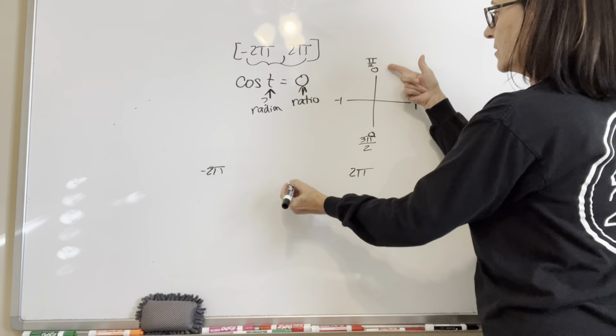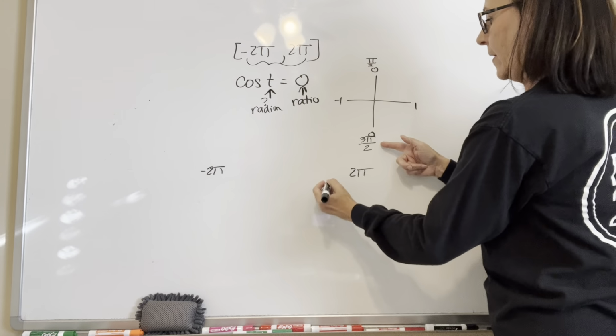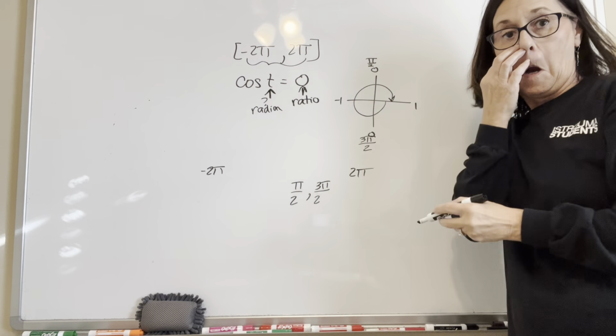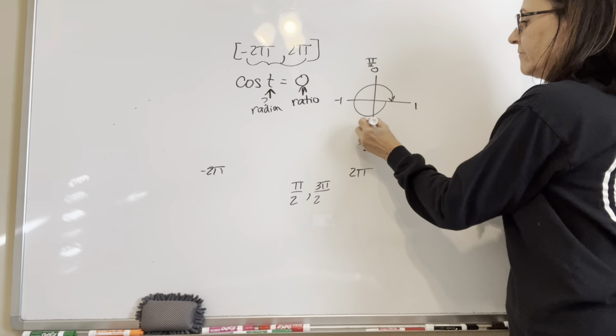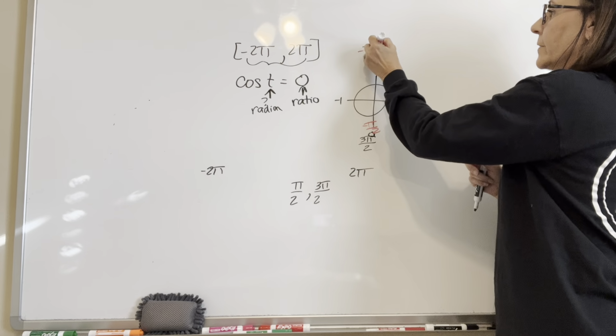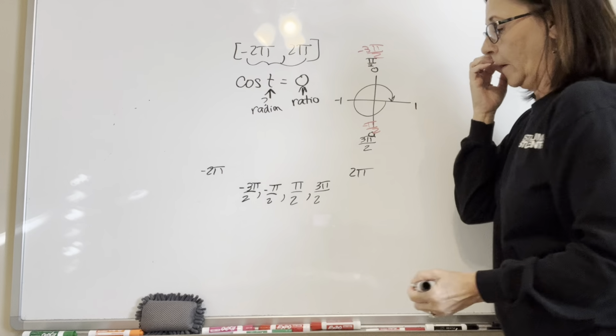All right, so I know the closest one to 2 pi would be 3 pi over 2, and then pi over 2. But it wants to go also clockwise this way. All right, so when we're going clockwise, this would be -pi over 2, and this would be -3 pi over 2. So then it would go to -pi over 2 and -3 pi over 2.